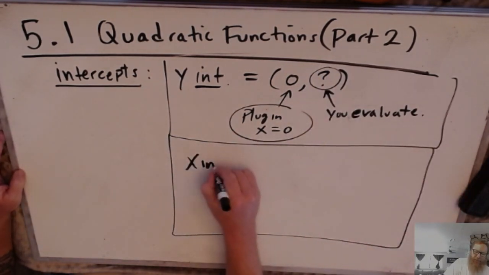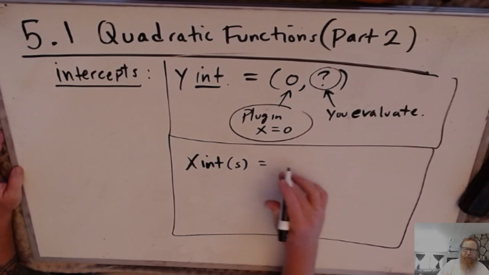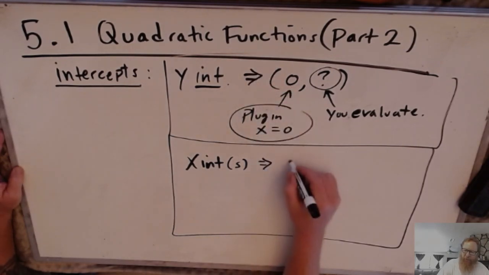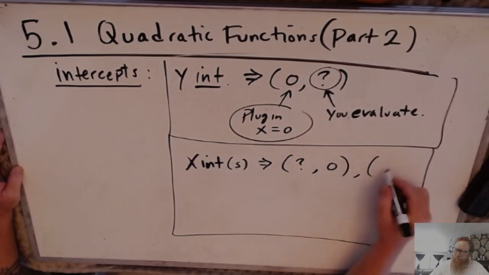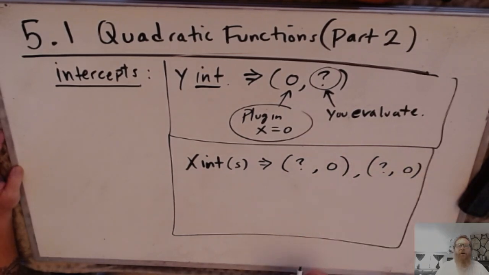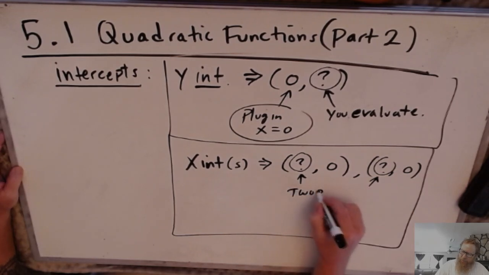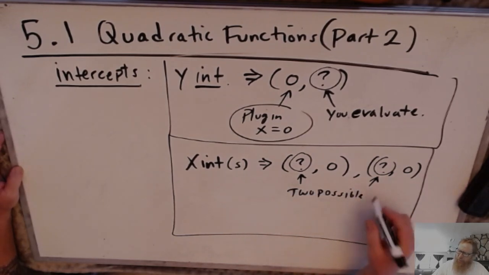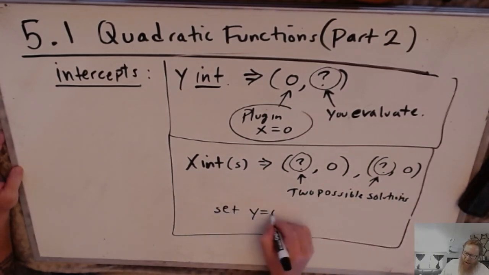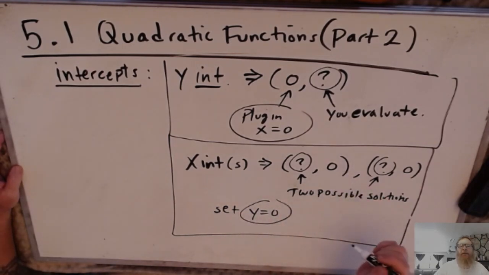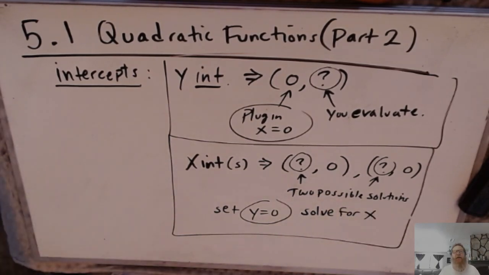The x-intercepts, there's typically 2 of them. They're a little bit harder because there's possibly 2 answers. Not necessarily, but there are 2 possible solutions. You're going to set y equal to 0 and solve for x. Okay.